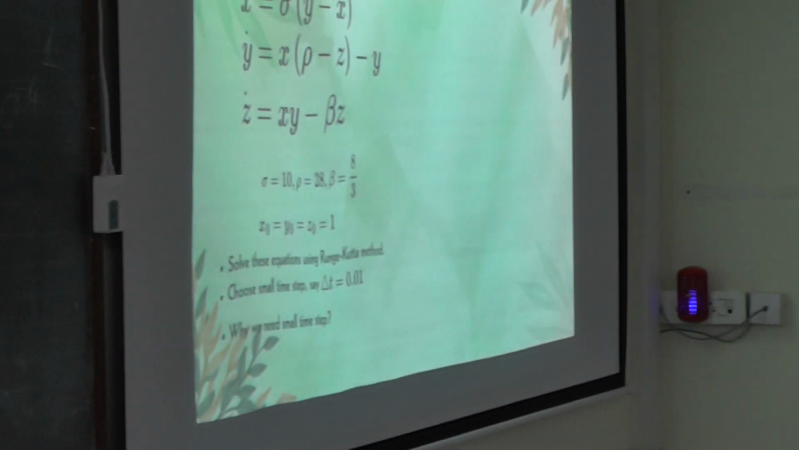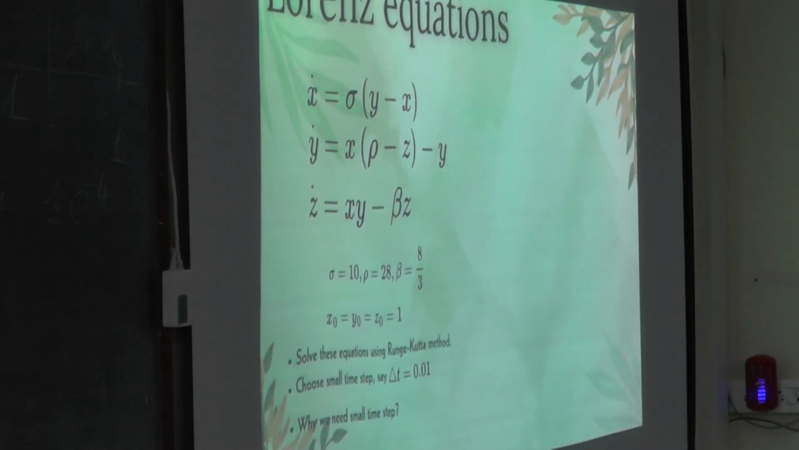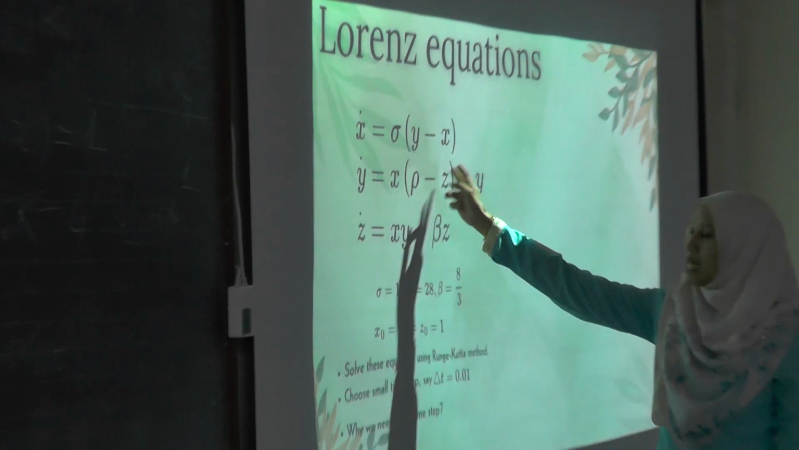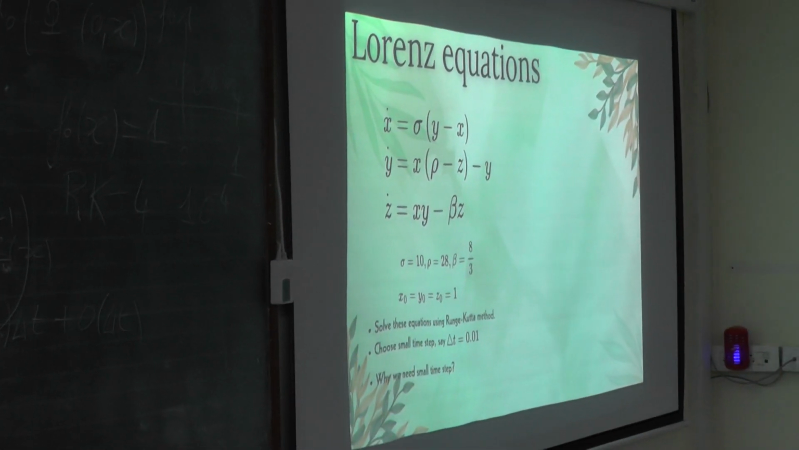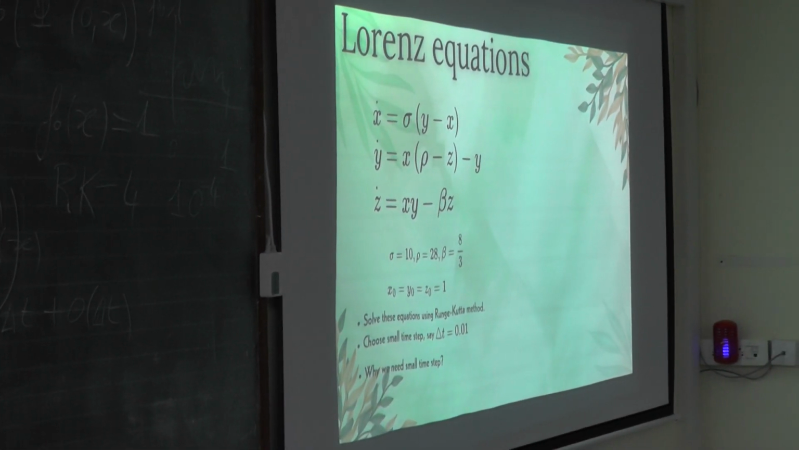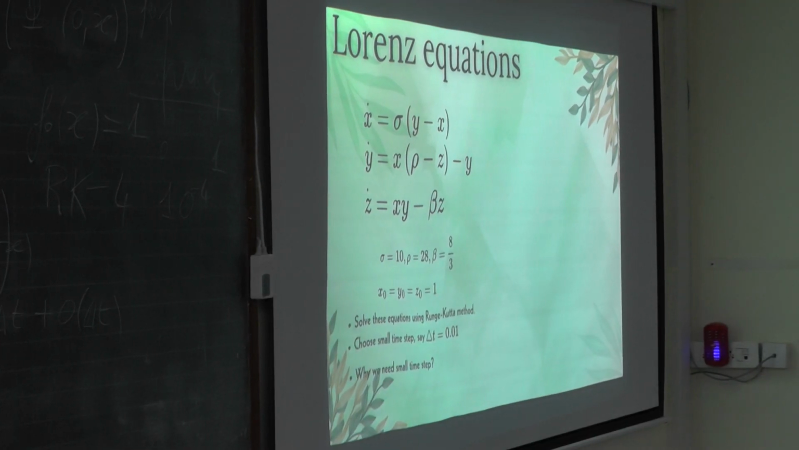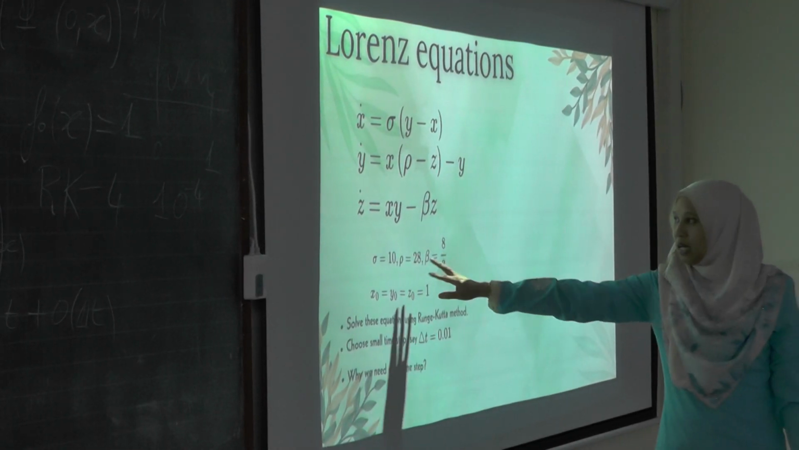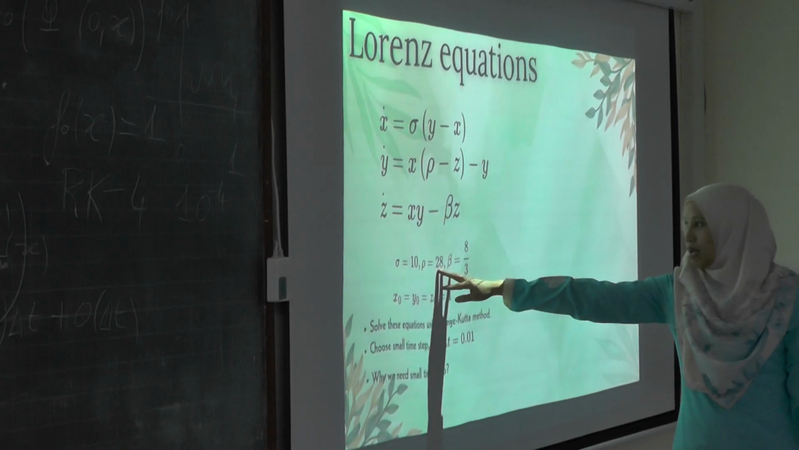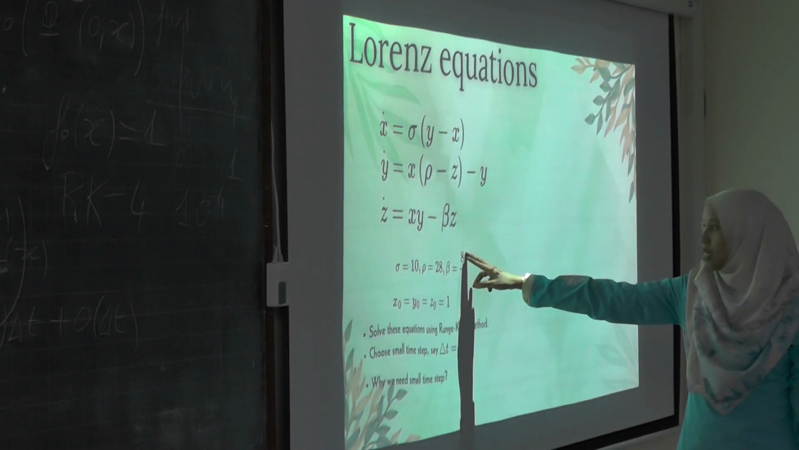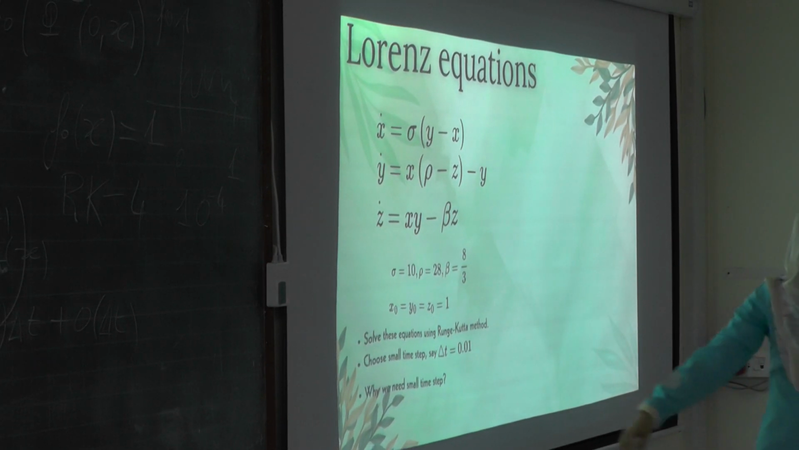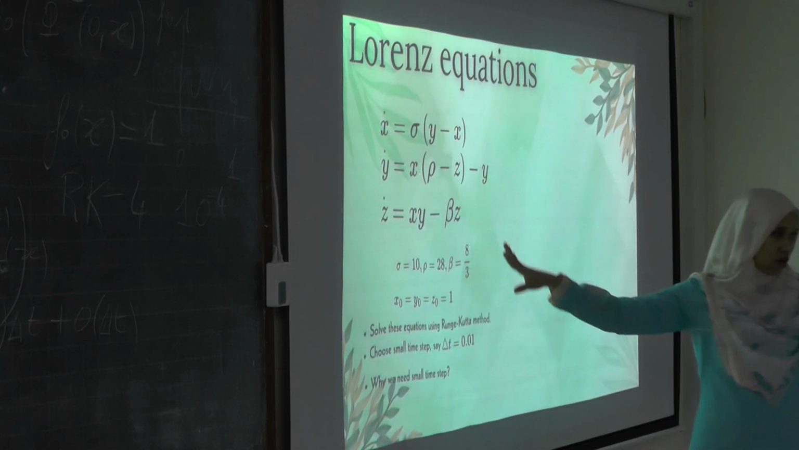So let's recap what we have learned. The Lorenz equation has two nonlinear terms, xy and xz. This nonlinearity is what makes the system chaotic. Using these parameter values, sigma is 10, rho is 28, and beta is 8/3, the system will exhibit chaos.